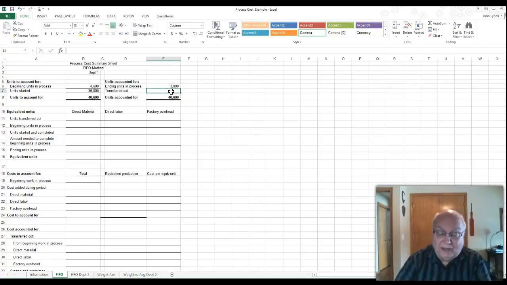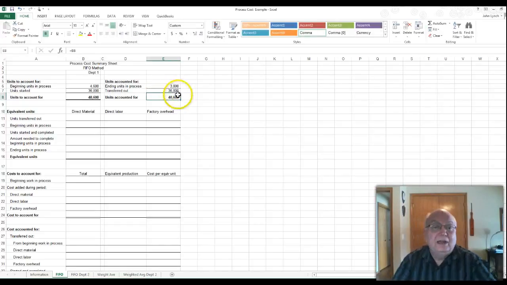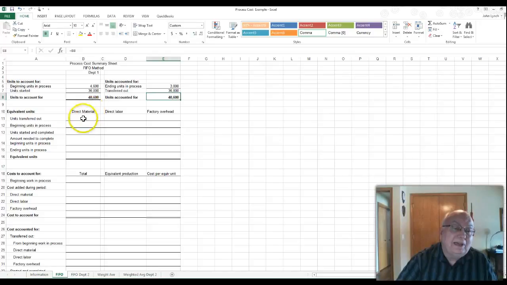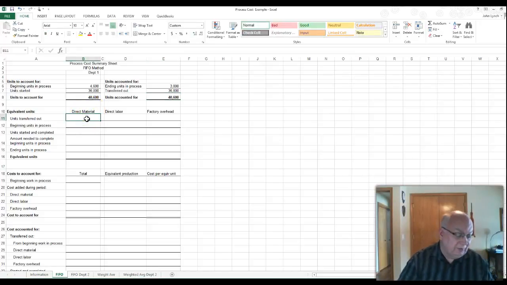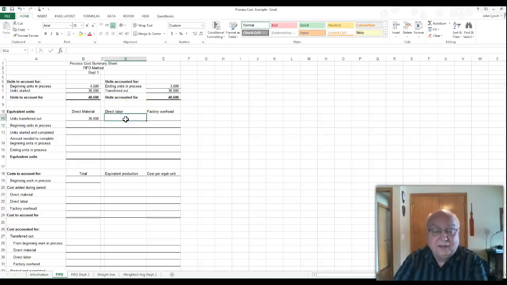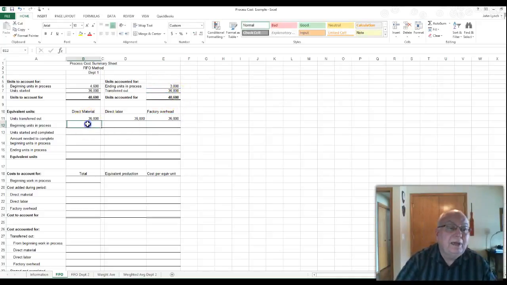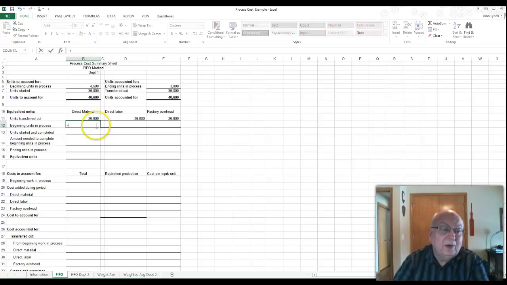So you could calculate this by taking the 40,600 minus the 3,800 to get 36,800. Now, like I said, in our case it was given to you, but it doesn't have to be. They give you 3 of the 4 numbers, and that's why I like this little chart. Units transferred out then is just simply equal to the 36,800, and that is all the way across. So that's 36,800. Okay.